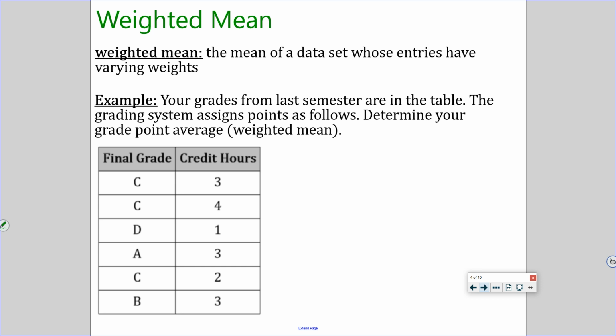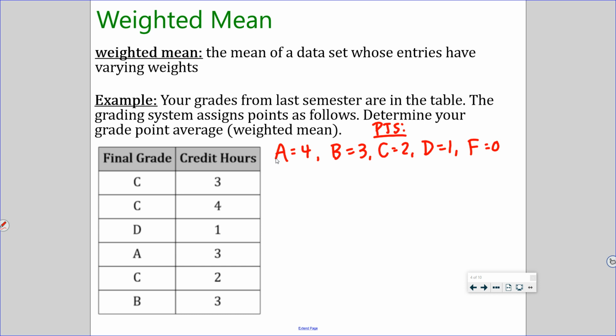Okay. So let's just say these are your grades from last semester. The grading system assigns points as follows. I forgot to type out the points, so you can just list them here. So for A, you get 4 points. For B, you get 3. For C, you get 2. D is 1, and F is 0. That's for our points. Okay. So you can see how many different credit hours we had for each class, and then what our final grade was.